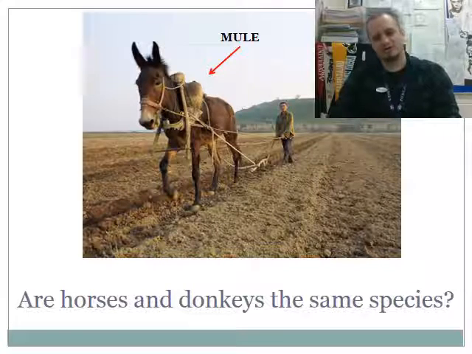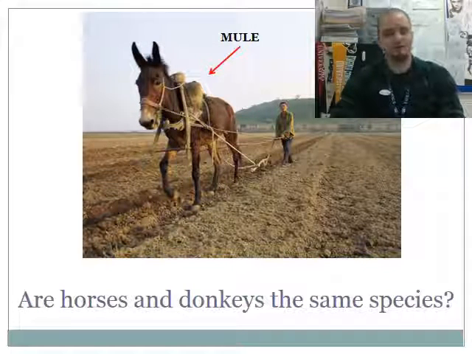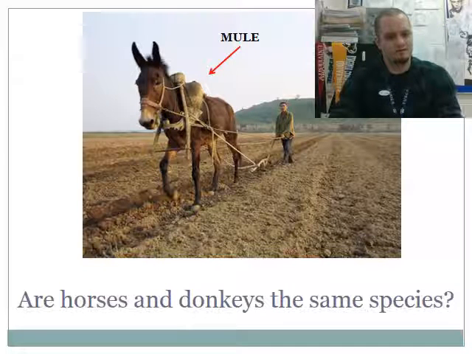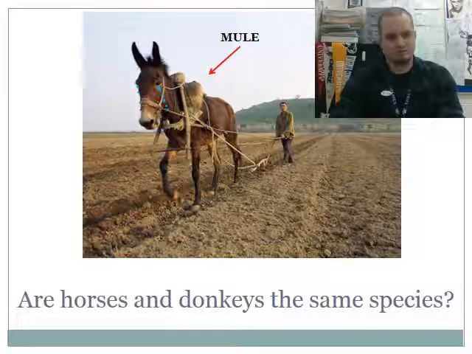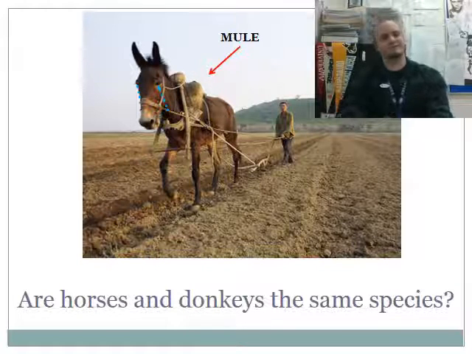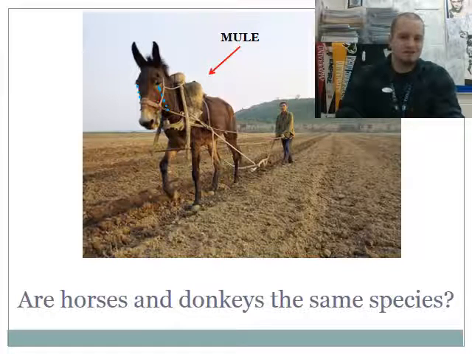Are they the same species? No. So unfortunately, what this means is mules cannot create more mules. Mules, most of the time, are sterile. So, sorry, you can't cross two mules together.